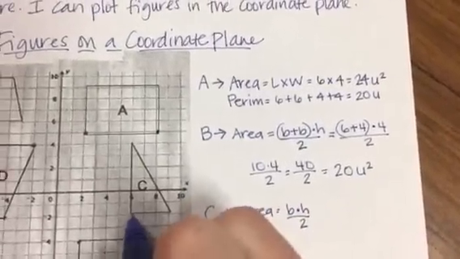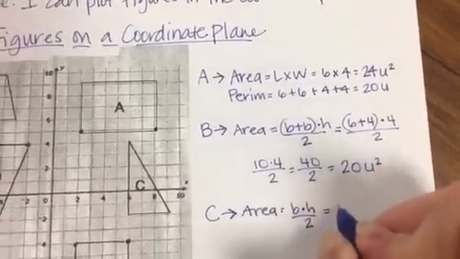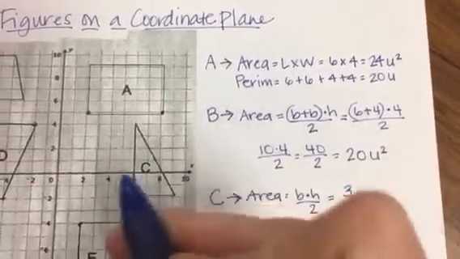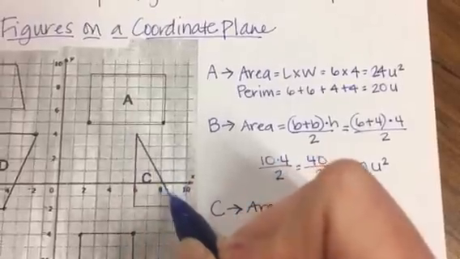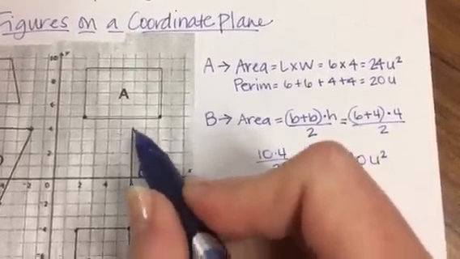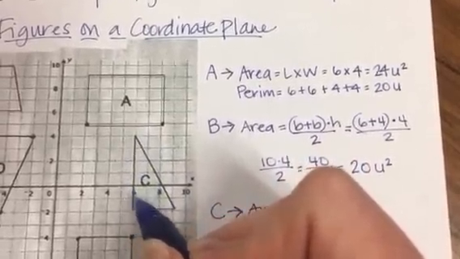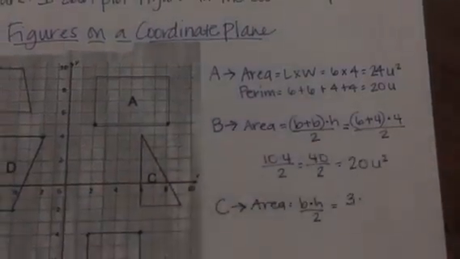Figure C has a base measurement of 1, 2, 3 spaces. So that means the base is 3. We're going to multiply that by the height. That is not this measurement. Remember, the height has to be perpendicular to the base. So that is 1, 2, 3, 4, 5, 6.